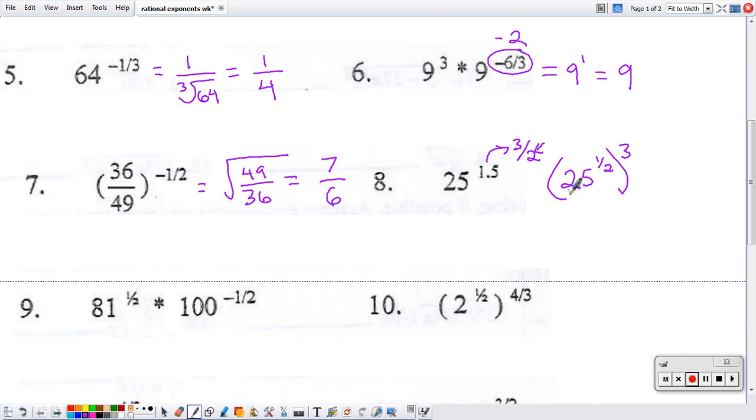If we try to cube the 25 and then take the square root, the numbers are going to get very large. We don't want to deal with large numbers. So we have the square root of 25 to the third. Well, the square root of 25 is just 5. And then 5 cubed is 125, our final answer.